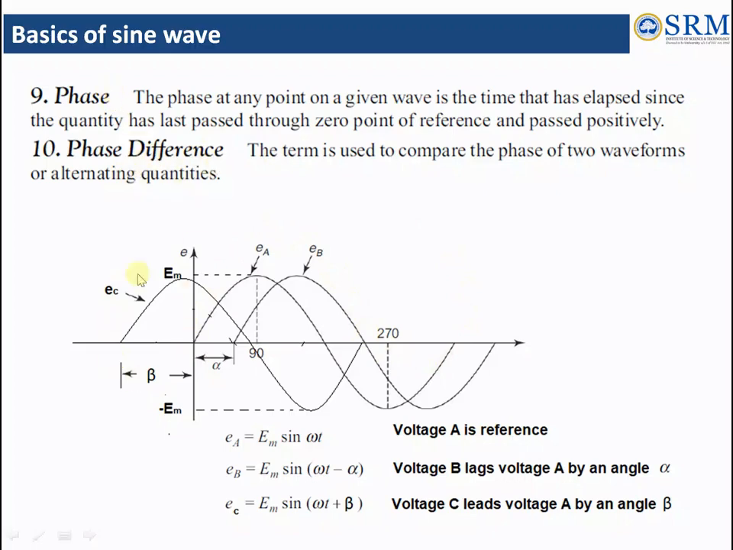What do you mean by phase difference? If there are two sets of waves, here they have shown three. This term is used to compare the phase of two alternating waveforms. As we can see here, EA starts at 0 degrees, so voltage A is the reference voltage, Em sin omega t. This is the lagging wave EB, Em sin omega t, lagging by angle alpha. And here it is leading by beta, so Em sin omega t plus beta.